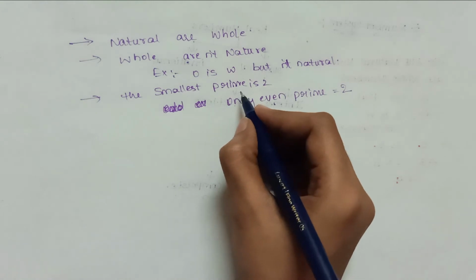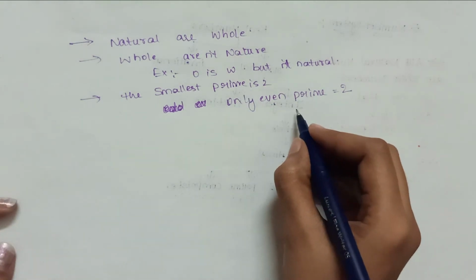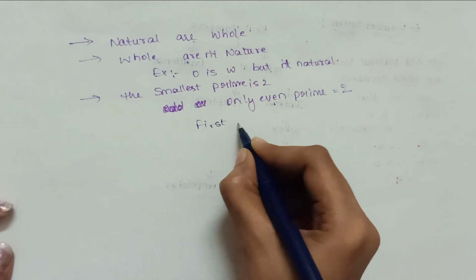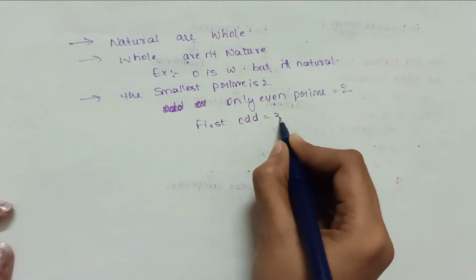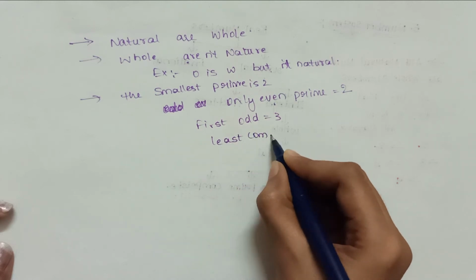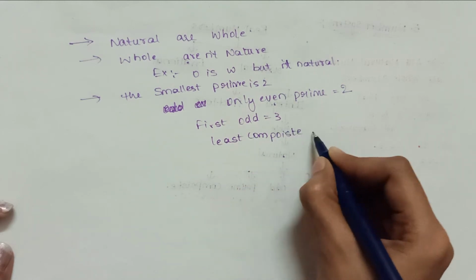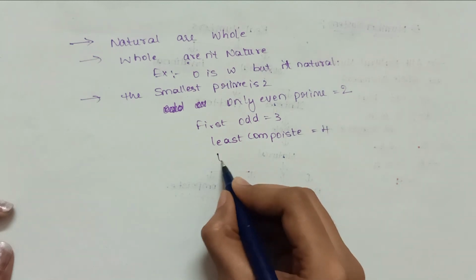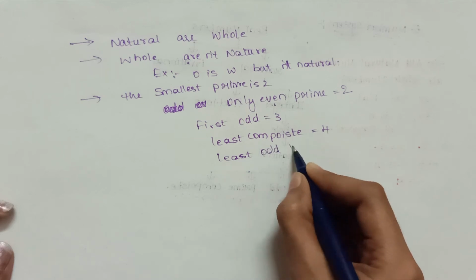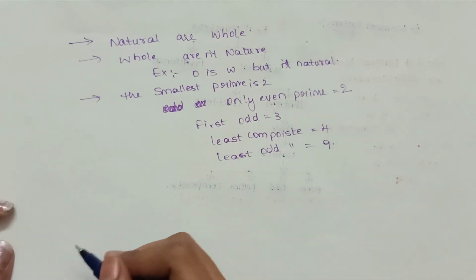Now the smallest prime number is 2 and the only even prime number is also 2, and the first odd prime number is 3, and the least composite number is 4 and the least odd composite number is 9.